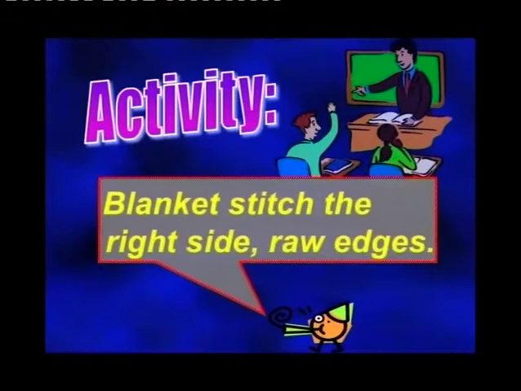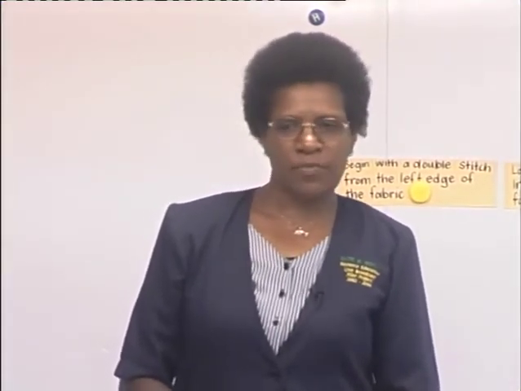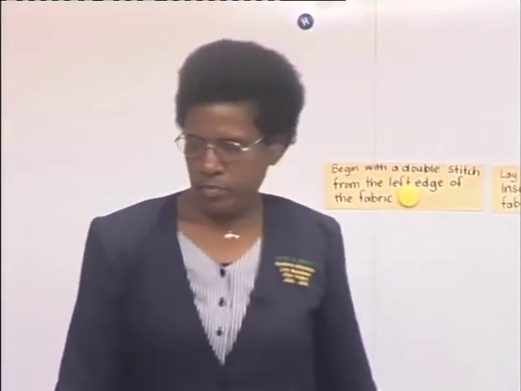Okay. Now let's have a look at our activity. What does our activity tell us to do? I'd like the class to read it together. We are now going to blanket stitch the side row edges of our pillowcases. We've already slip hemmed the opening to the pillowcase. We've back stitched the two sides of the pillowcase, and now we will be blanket stitching. Now if we can all read once again the instructions to follow, I'd like the class to read it together.